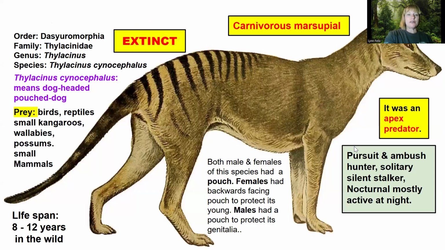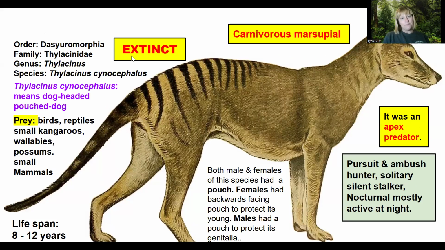All right, so let's get into the thylacine. The thylacine is a carnivorous marsupial, and it is deemed extinct by the Red List. The order is the Dasyuromorphia. The family is the Thylacinidae. The genus is Thylacinus, and the species is Thylacinus cynocephalus. Thylacinus cynocephalus actually means dog-headed, pouched dog, believe it or not.